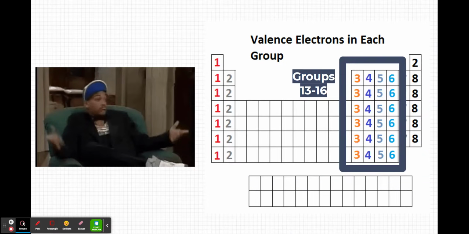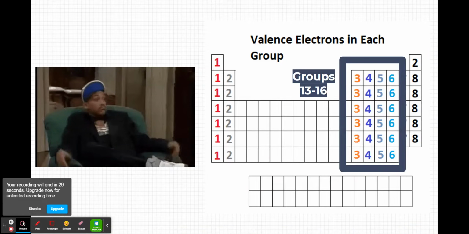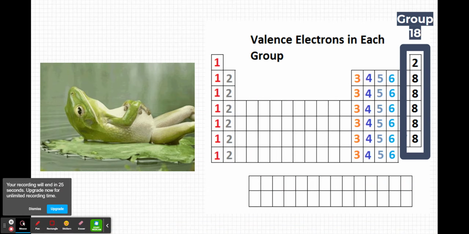Groups 13 through 16 have between 3 and 6 valence electrons, so they're mostly stable. Your elements here will react, but they won't react very violently. And then group 18 elements are where I have full valence shells, and all of these elements have all the valence electrons that they need, and so they are stable. That's the gist of reactivity and valence electrons.